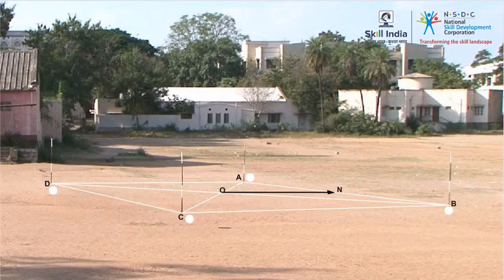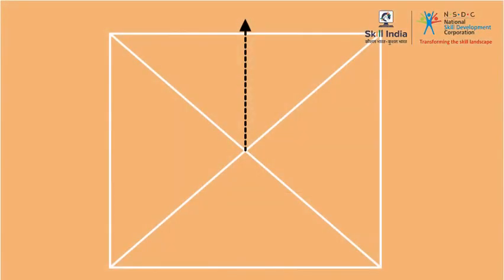Take a look at this area. As you can see, there are 4 main stations. When this area is shown in the form of a map or a plan, this is how it looks. The 4 main stations are marked with the letters A, B, C and D.